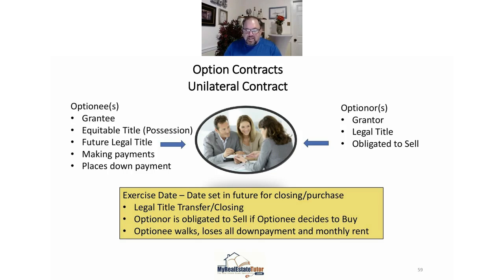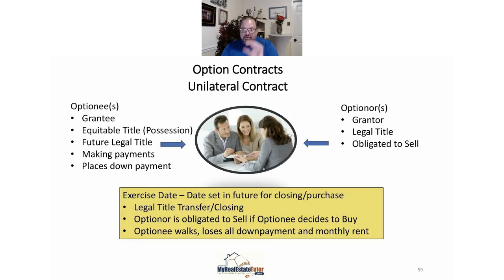Now, if you look at the gold box, the exercise date is the future date for the optionee to make a decision if they're going to buy the property or walk away from it. It could be 6 months, 1 year, 2 years down the road, whatever the agreement is between the parties. The reason it's unilateral is because the optionee has the option to buy. The optionor, which is the grantor, must sell the property if they decide to buy it. So it's unilateral. Obligation is one way.